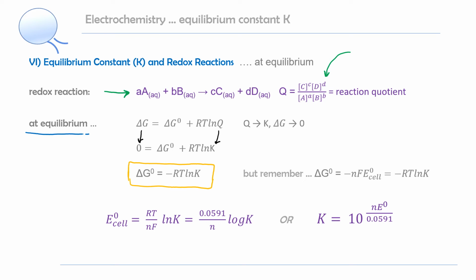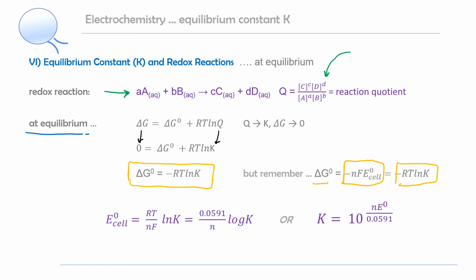Okay, all right, but keep in mind we have an equivalent expression for Gibbs free energy change in terms of the cell potential. It is negative nFE0 cell. So that value has got to equal negative RT ln K. Now we can derive a relationship between cell potential under standard conditions and the equilibrium constant.